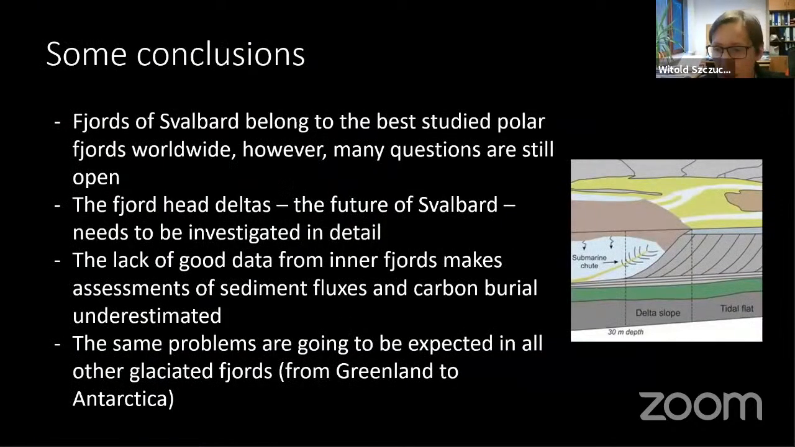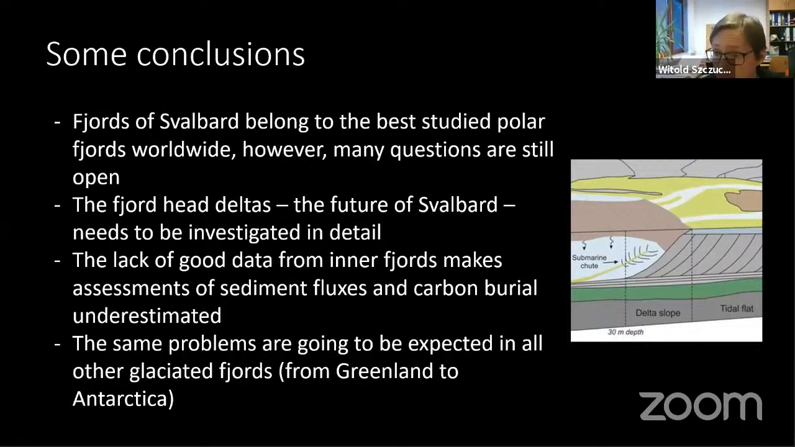So, coming to the end, I would like to share with you some take-home messages I would like you to remember. I showed many doubts, but nevertheless, the fjords of Svalbard belong to the best studied polar fjords worldwide, in terms of the number of studies, in terms of the number of sediment cores dated, and so on. However, many questions are still open.